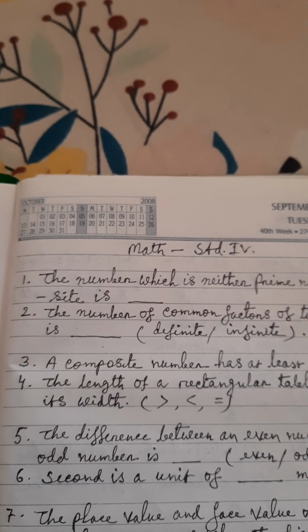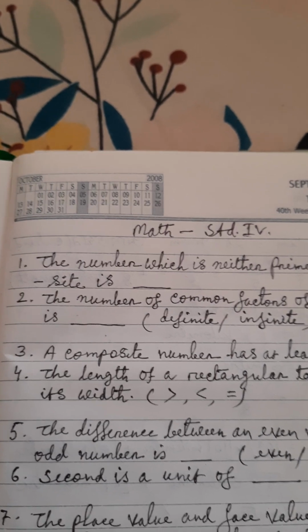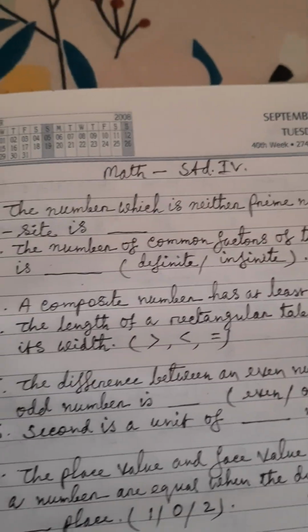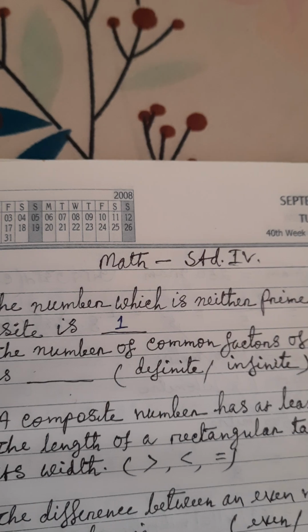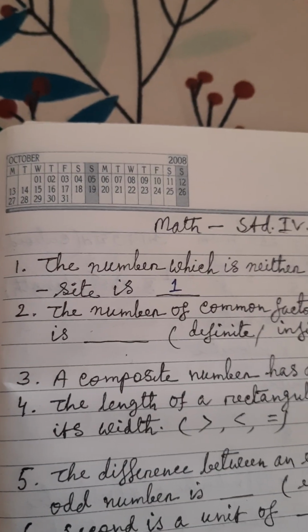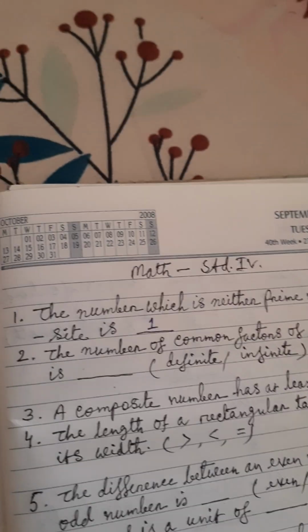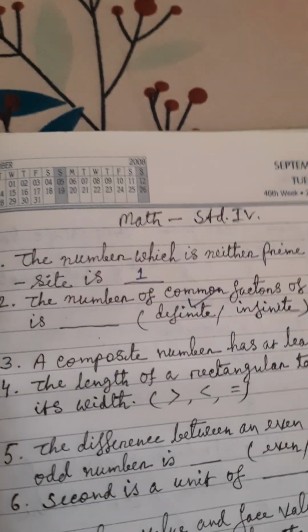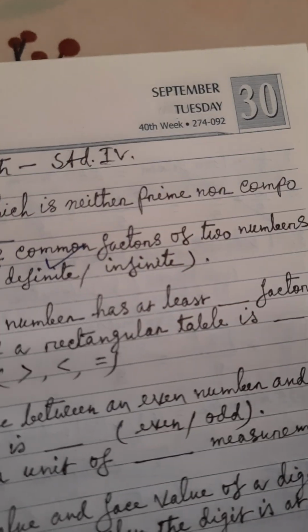Mathematical problems of standard 4. The number which is neither prime nor composite is 1. The number of common factors of two numbers is definite. A composite number has at least 3 factors.